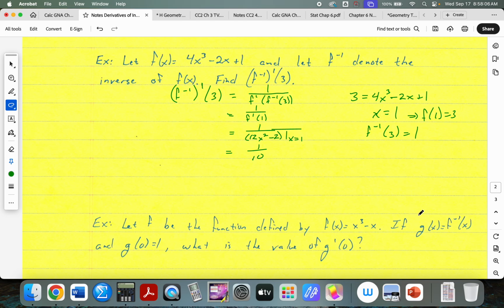If it makes you more comfortable, and for some people it does, because it can get a little hairy with the f inverse prime notation, what they'll do is the very beginning of the problem is something like this, let g of x be equal to f inverse of x. If that makes it more comfortable for you, great. Okay?